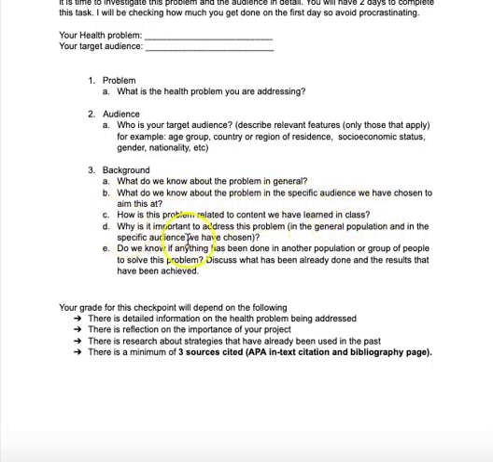Why is it important to address this problem? This is also a very important question in the general population and in the specific audience. Why did you choose your health problem? Why is it important to address it?